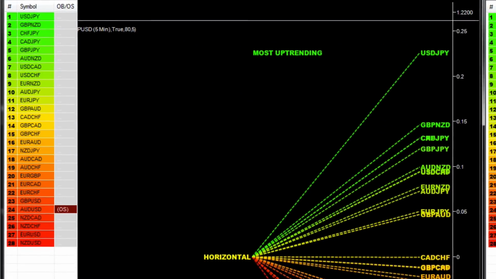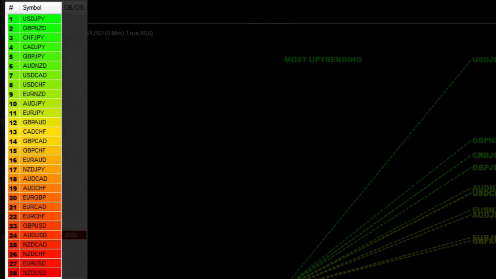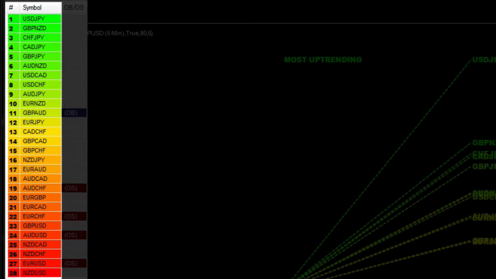The currency pair with the greatest momentum and steepest uptrend appears at the top of the list, in other words, the most bullish. The one with the greatest momentum and steepest downtrend appears at the bottom, in other words, the most bearish. All the other pairs are then ranked accordingly, and color-coded from red at the bottom through to yellow and into green at the top of the ranking table. Currency pairs in congestion appear in the middle of the table and are colored yellow.